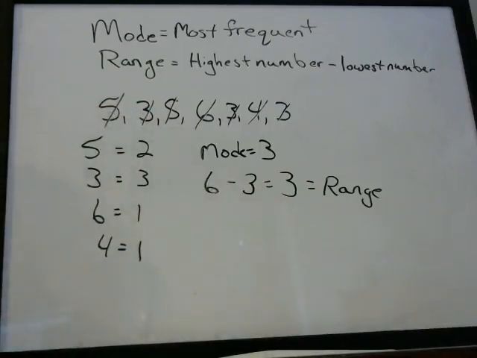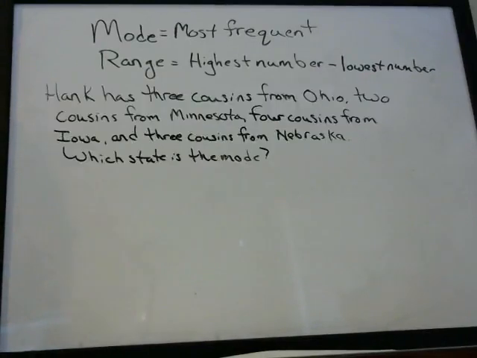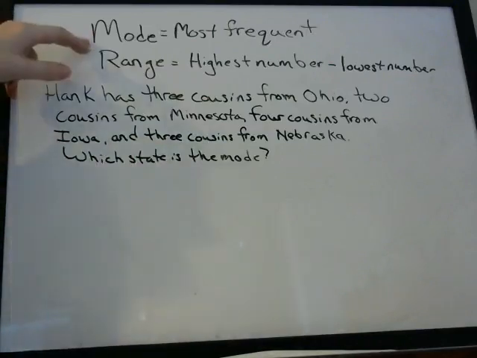I'm going to take a pause and put up a different type of question. Okay, so I've put up a different type of question that I don't want you to get thrown off by. If they put a word question out there, it still has the same meaning. So here they're going to say Hank has 3 cousins from Ohio, 2 cousins from Minnesota, 4 cousins from Iowa, and 3 cousins from Nebraska. Which state is the mode for the number of cousins that he has in each state? So even though this is words and the mode is not going to be a number, it's still the same concept. Which one is the most frequent?